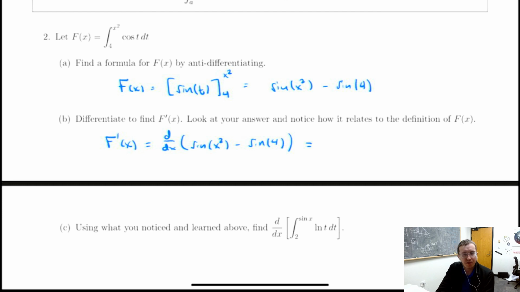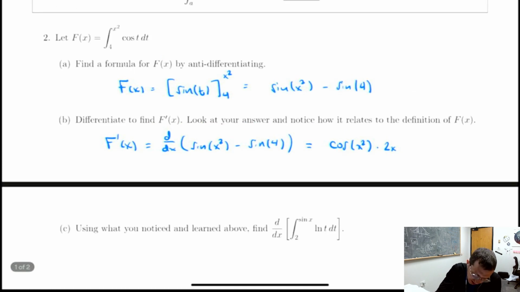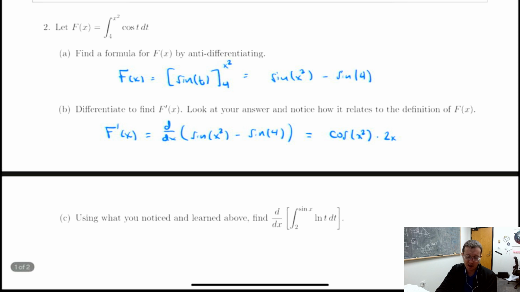And here we get to review the chain rule. The derivative of sine of something is cosine of that thing times the derivative of that thing. And the sine of 4 is a constant, so it goes away. Okay, so this time we didn't quite just get the integrand with the t replaced with x. Well, we got the integrand with the t replaced by the upper bound, cosine of x squared, but we also got a factor of 2x, which came about as the derivative of that upper bound of x squared.